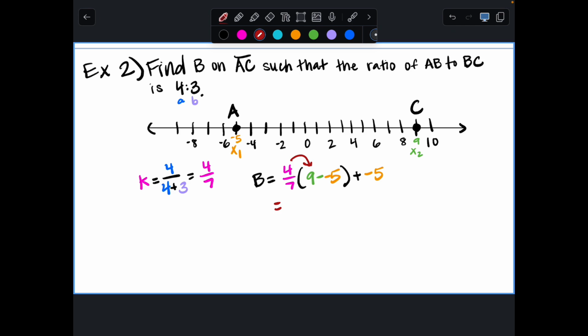All right, distribute the fraction. So this is 36/7 plus 20/7 minus 5. 56/7 is actually 8. Minus 5 is 3. So B is 3.